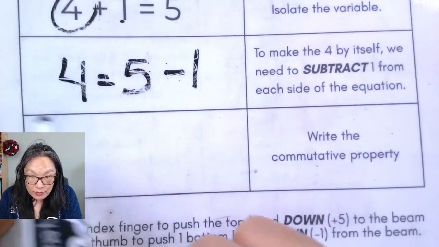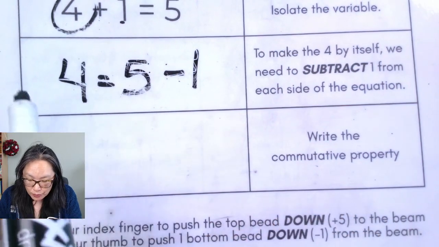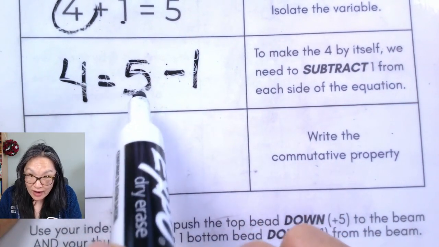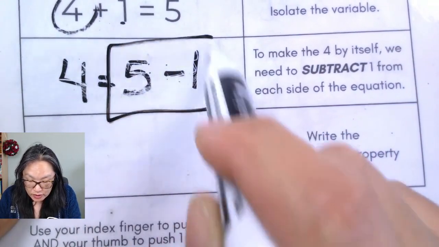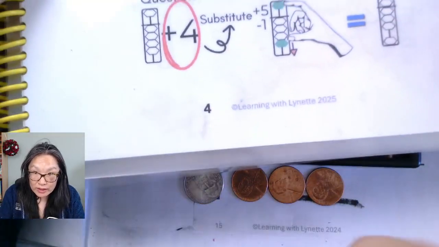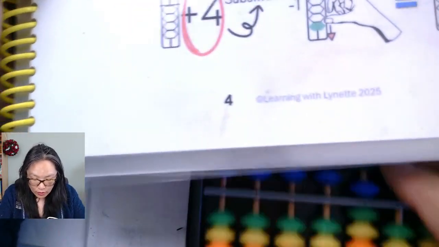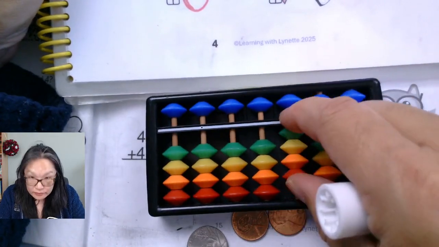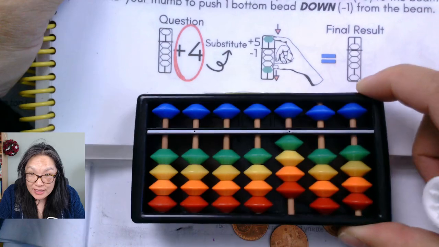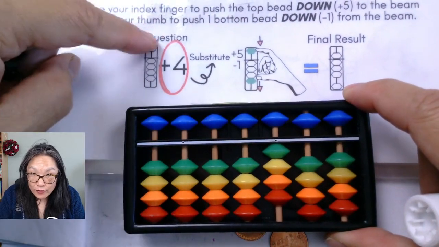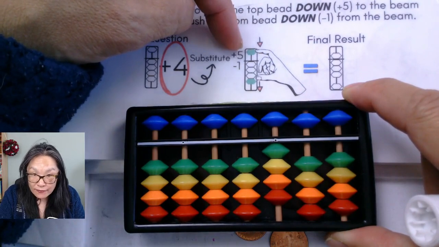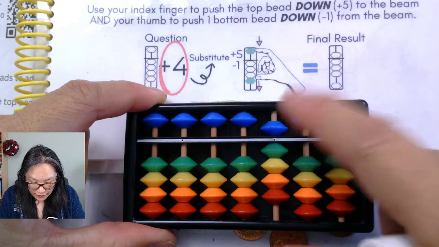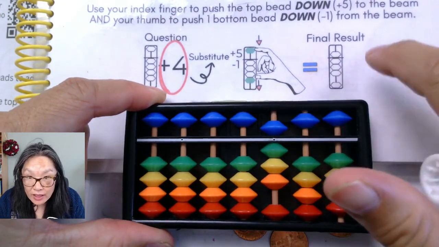To isolate the variable means we're going to put it by itself. So 4 is equal to 5, but 5 is too much, so we're going to minus the 1. So what happens is we're going to substitute this in. When we look, here's my question. I have 4. Because I have 4, I want to add another 4. But notice, I'm going to substitute plus the 5 minus the 1. I'm going to add the 5 and take away the 1. So my final answer becomes 8.